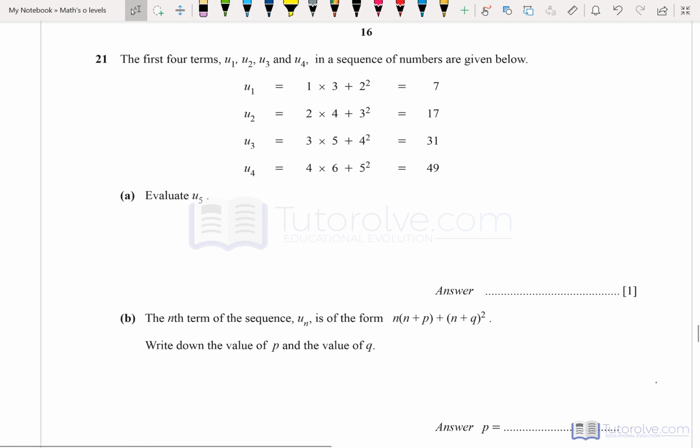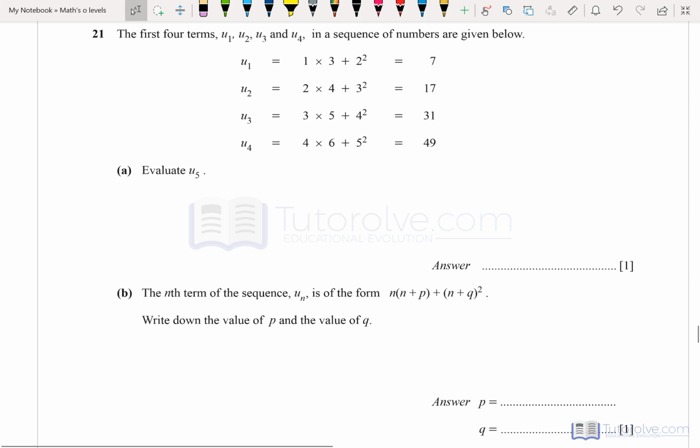Now you have question 21. They've given you 4 terms in a sequence of numbers, and we need to evaluate u5. So 1, 2, 3, 4, and the fifth one is going to be 5. We have 3, 4, 5, 6, so this is going to be 7. And we have 2, 3, 4, 5, so this is going to be plus 6 squared.